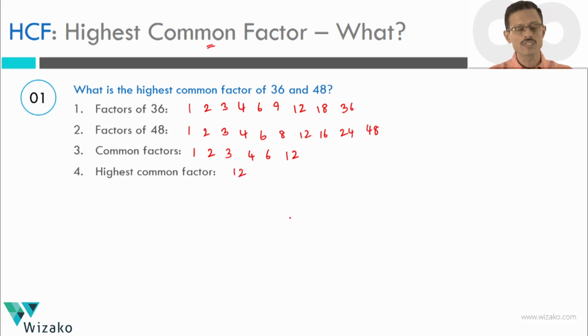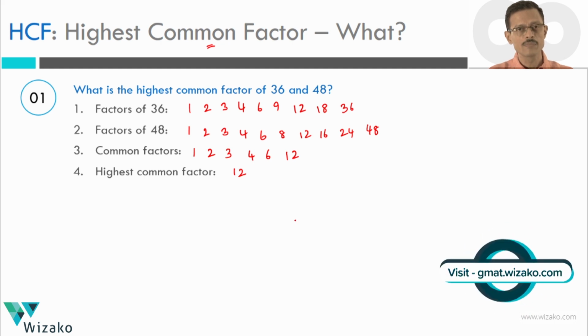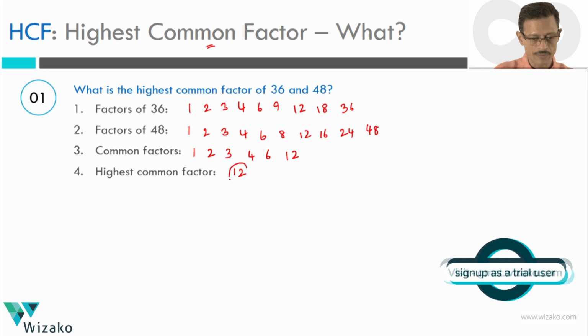So quickly, what is this HCF? Pick factors of number A, pick factors of number B, pick factors common to both. The largest such number is the highest common factor. It's also called the GCD, which means the greatest common divisor.